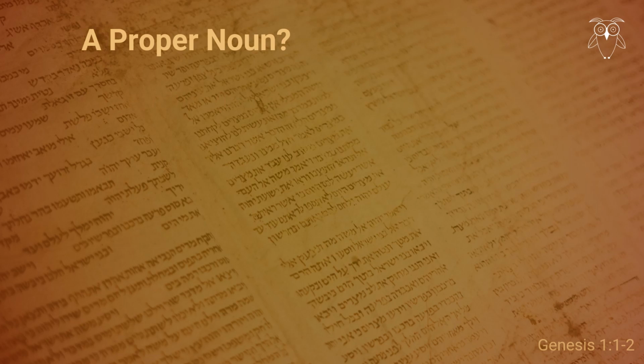First, a name. Now it is true that characters both in and outside of the Bible address Elohim as Elohim or God as God. But that doesn't mean it is a name, because you can also address a king as king.